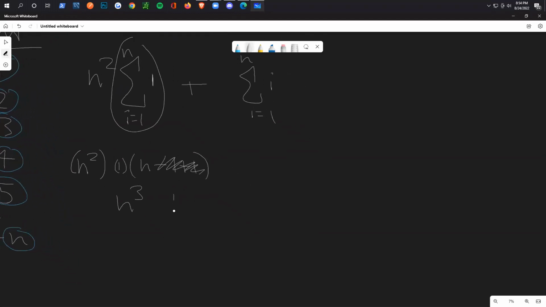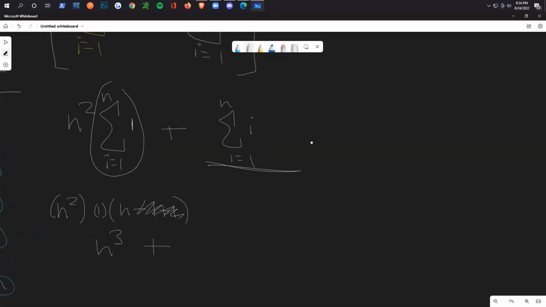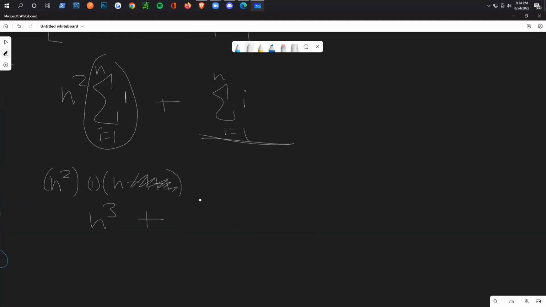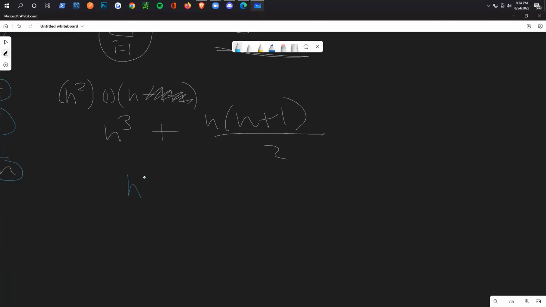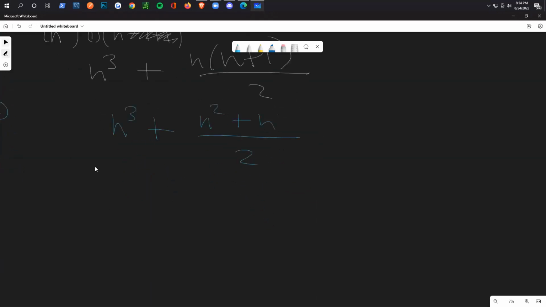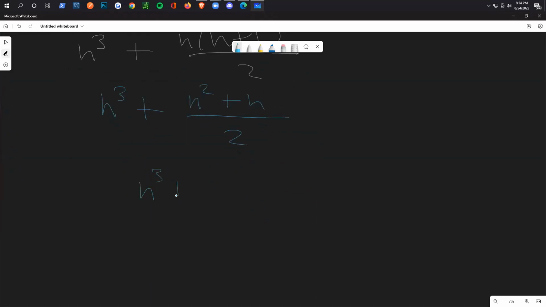Then now we're going to have plus this term right here. And this is the perfect example of a formula. We just plug it in. So n times n plus 1 all over 2. And right here, this is n to the 3 plus, let's distribute this out, n squared plus n all over 2. And this will give you what we got earlier. If you just break it up, 1/2 n squared plus 1/2 n. And that is how you end up with the same answer.